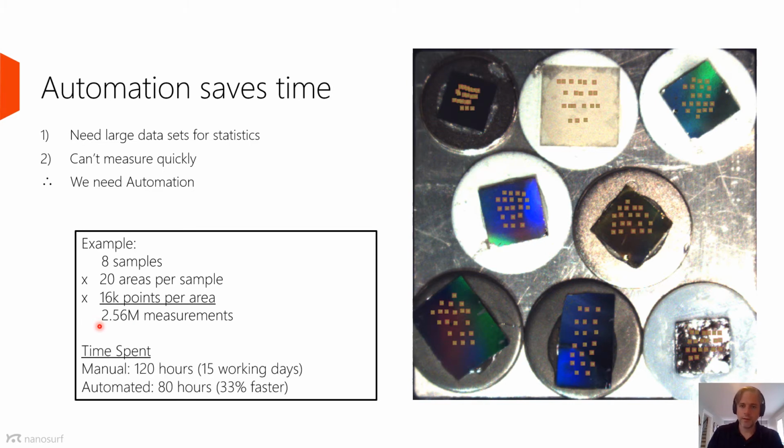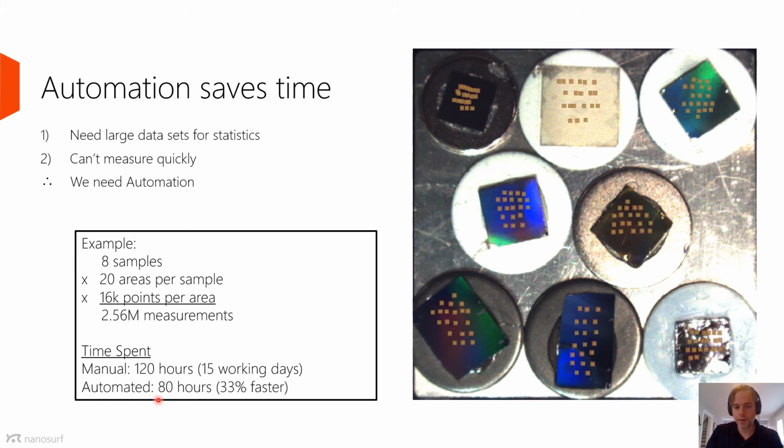So if I was doing this manually, going to each one of these points, doing a force map, manually moving the sample, approaching, taking another force map, etc., it would take me about 120 hours to complete this measurement. Now, if I was working 8 hours a day, that represents 15 working days, so about 3 working weeks to take this measurement.